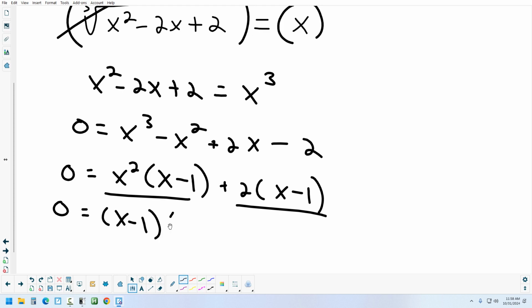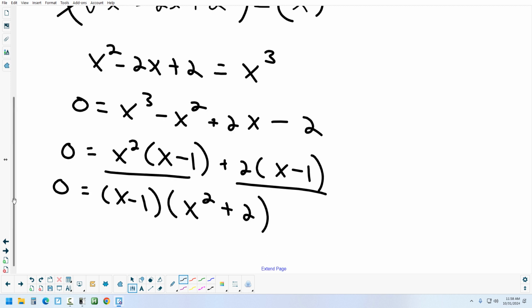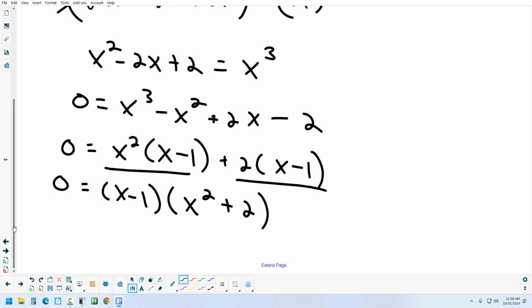That leaves me with an x squared and a plus 2. And now set each of those factors equal to 0 and solve. Okay. What happens when you set that first factor equal to 0? What do you get for an answer? Yeah. You get 1. I don't know if it works yet. I'll check it. What happens when you set the second factor equal to 0?